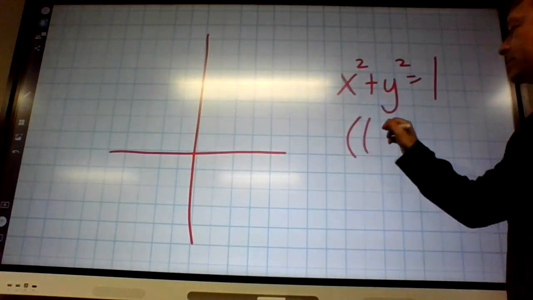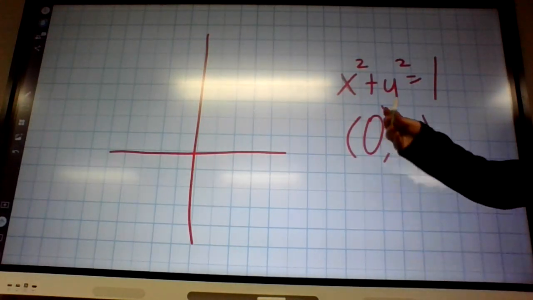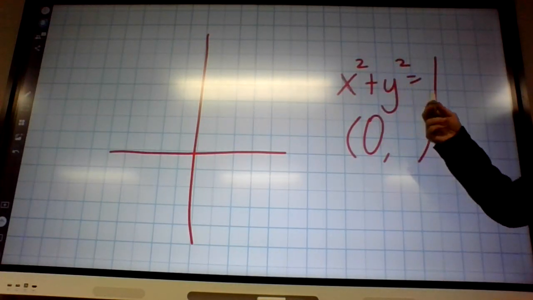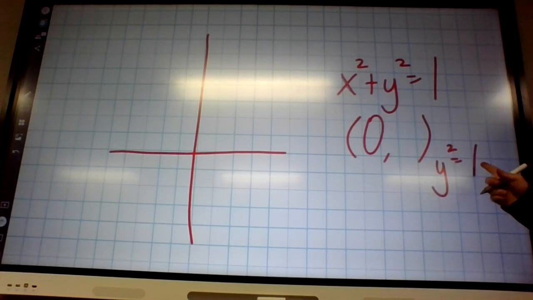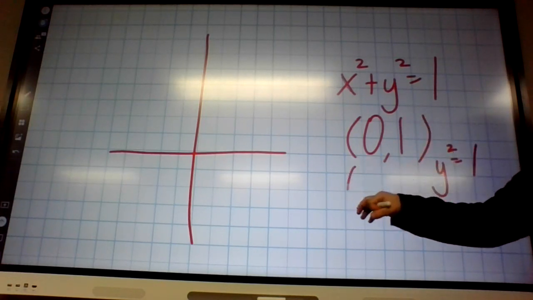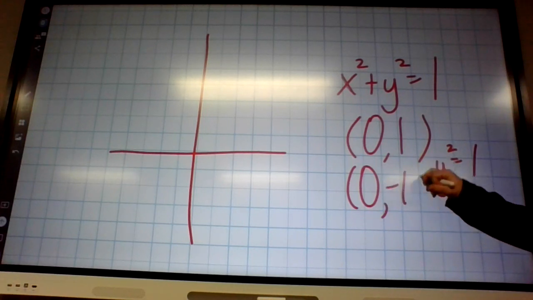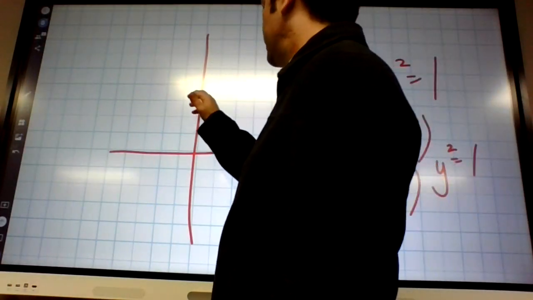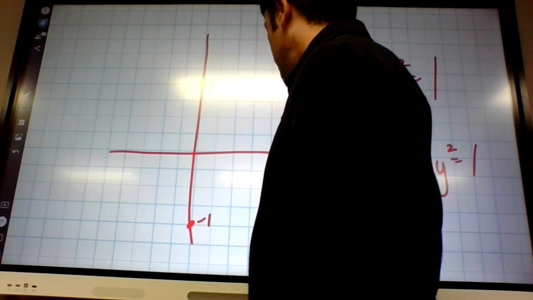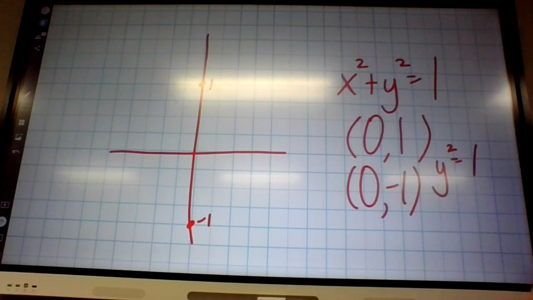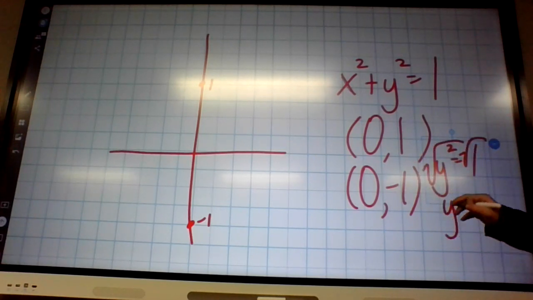Okay, if I plugged in 0 for x, what would y have to be? 1 or negative 1, right? So if x is 0, y is 1 or negative 1. So 0, 1, let me put 1 way up here. 0, negative 1. Did we do the plus minus thing? Yeah, because negative 1 squared is also 1, right? When you square root both sides, it's plus or minus.